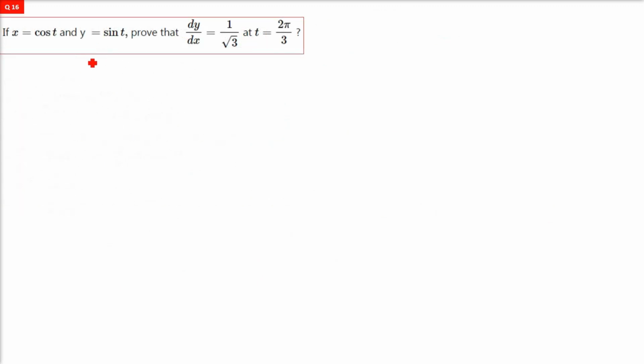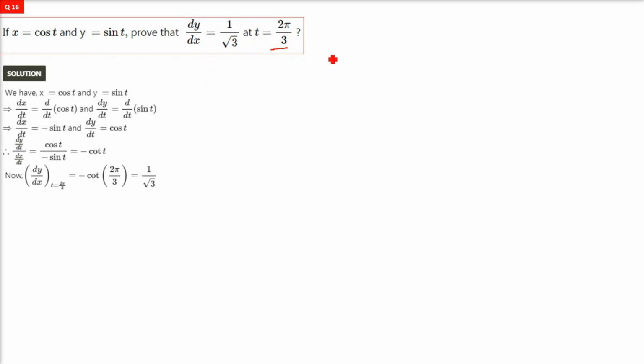x is equal to cos t, y is equal to sin t, find dy by dx at t equal to 2 pi by 3. Now this 2 pi by 3 is actually 120 degrees. How can you get it? When you have 2 pi by 3, let us convert it into degrees. So you have to multiply it by 180 by pi. This gets cancelled. 3 sixes are 18, 60 into 2 is 120. 120 degrees. First, let us find out the solution, and then we'll place t equals this 120 degrees.